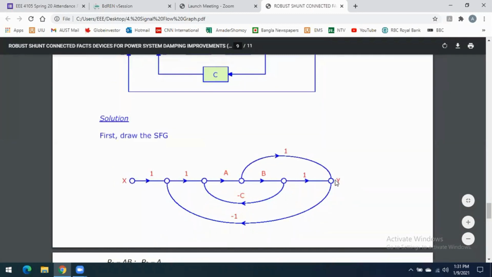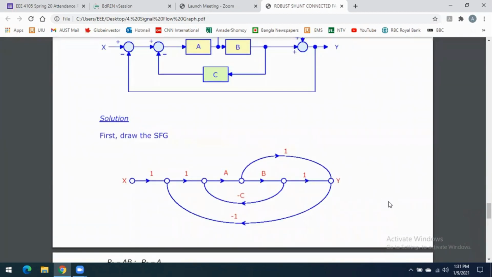Mason's rule, as I said, is summation of pk delta k, where pk is the number of forward paths. How many forward paths are there here? Forward from x to y, how many? Two, sir. Yes, two forward paths, one and the other one. So there is p1 and p2. p1 is ab and p2 is simply a. Okay. So there will be delta 1 and delta 2. We know now that p1 is this and p2 is this. Delta 1, delta 2 will go for it.